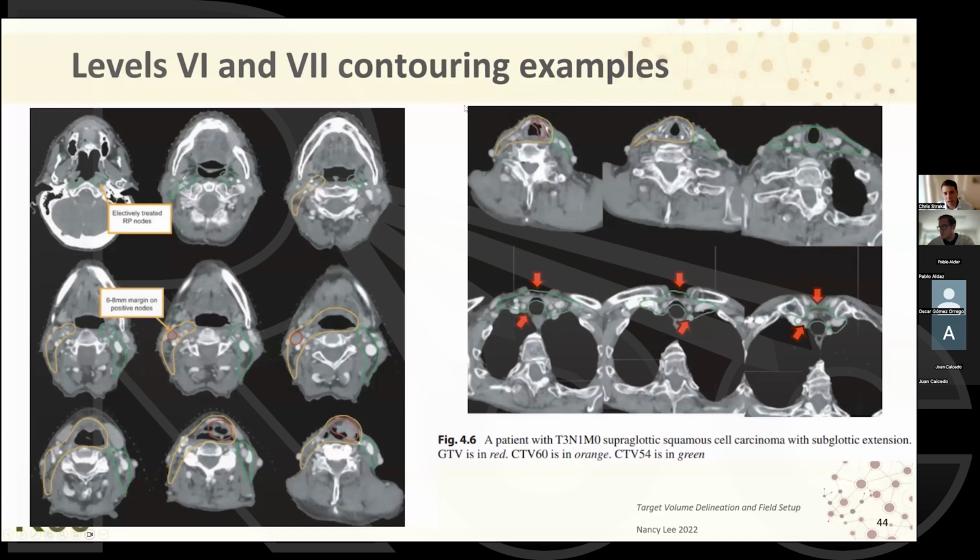And then coming back to our level 6s, again, with that subglottic extension, we see they're covering the 6As and the 6Bs here. And again, this is not a thyroid case. They're not looping all the way back behind the esophagus.